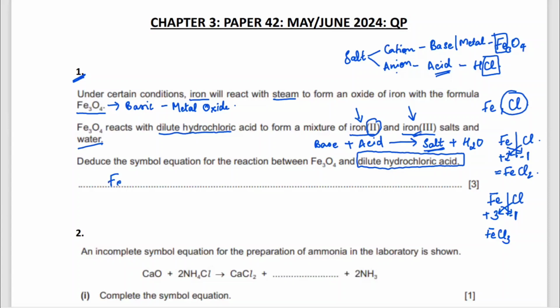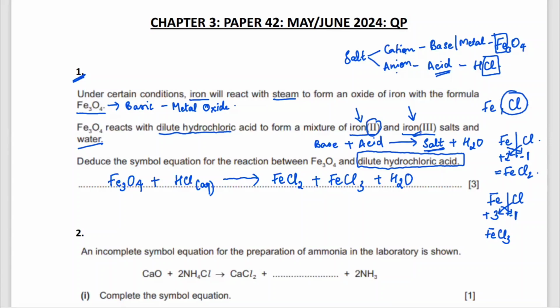Okay, so let's write the equation now. Fe3O4 plus dilute hydrochloric acid, which is HCl aqueous, gives FeCl2, that is the salt containing iron 2, plus the salt containing iron 3, which is FeCl3, plus water, which is H2O. Now, this is going to be the equation. We have to see whether it is balanced. Looking at the equation, we can see that the equation is not balanced.